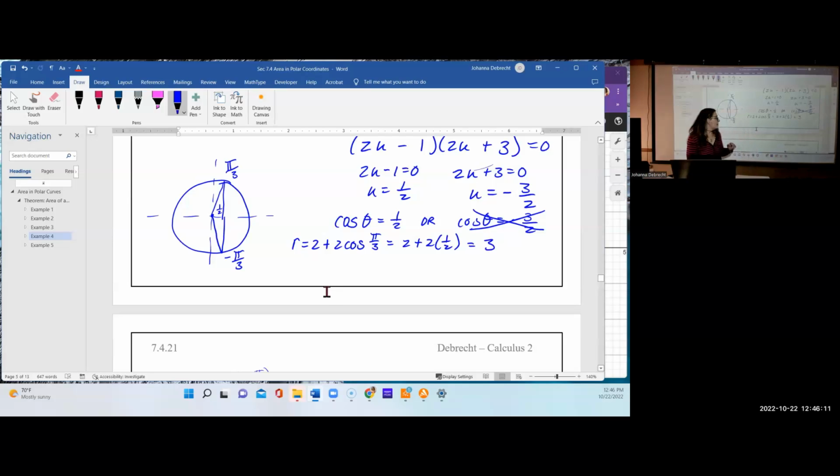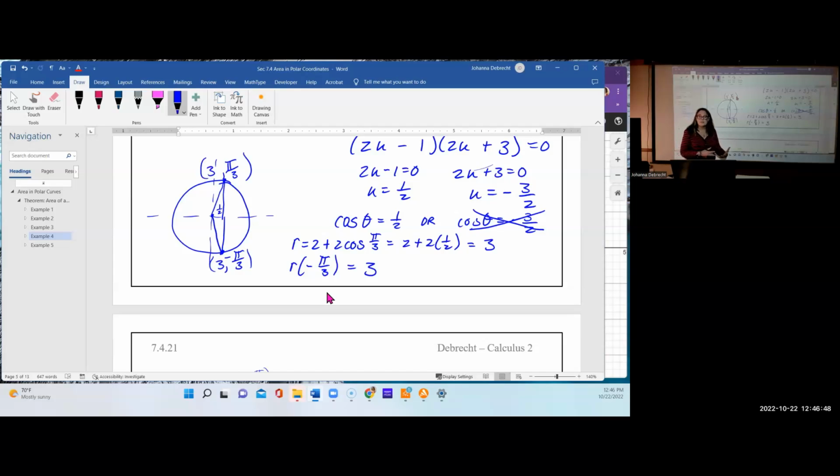Now the cosine of negative pi over 3 is also 1/2. So r of negative pi over 3 is also going to be 3. And that means that this point right here is (3, negative pi over 3). And this point up here is (3, pi over 3). Now, how could we figure this out and absolutely be sure that we've got the right points of intersection? By graphing it on Desmos or a graphing calculator.